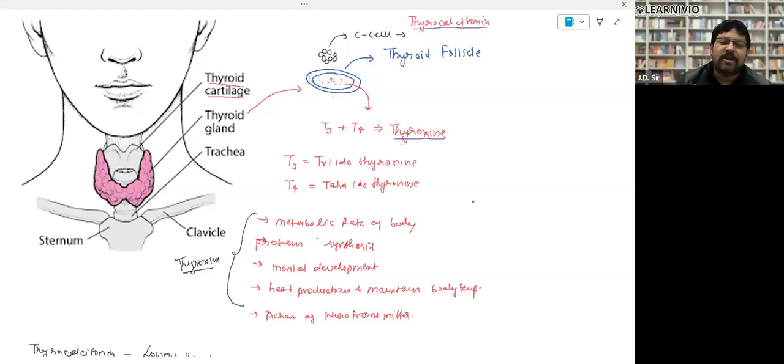Thyroxine is a combination of T3 and T4. T3 is called triiodothyronine and T4 is called tetraiodothyronine. What is their function? They control the metabolic rate of the body, and they are responsible for protein synthesis. They are responsible for mental development, and for heat production and maintaining the body temperature. They also control the action of neurotransmitters. So these are the functions of thyroxine.